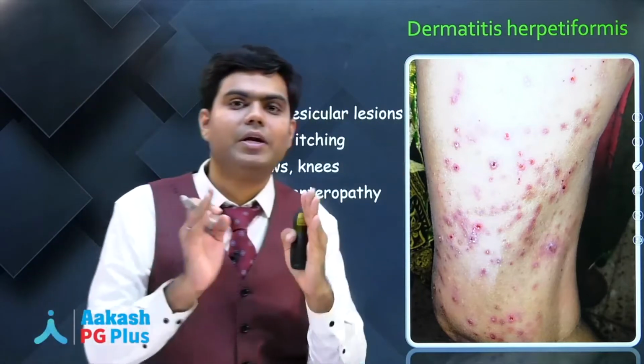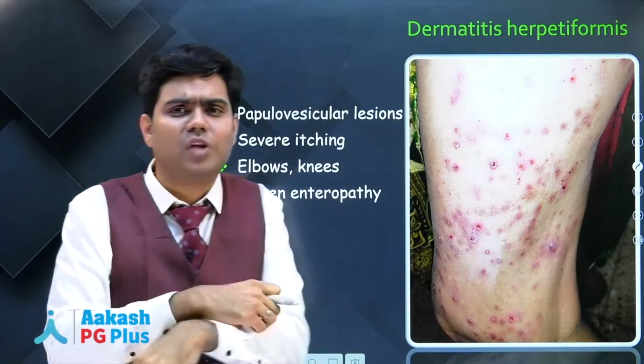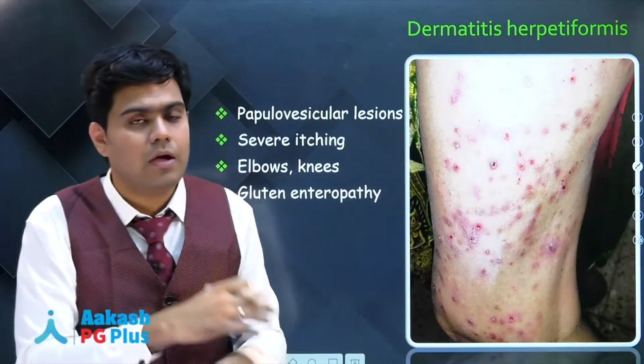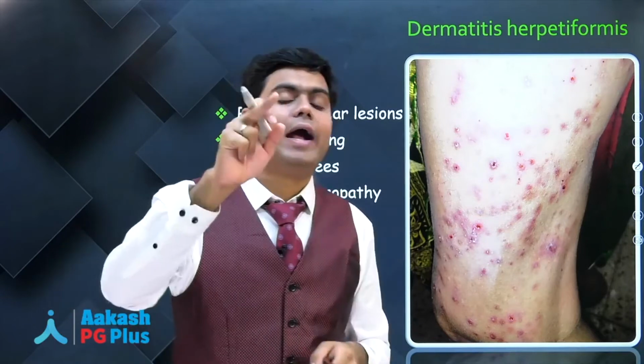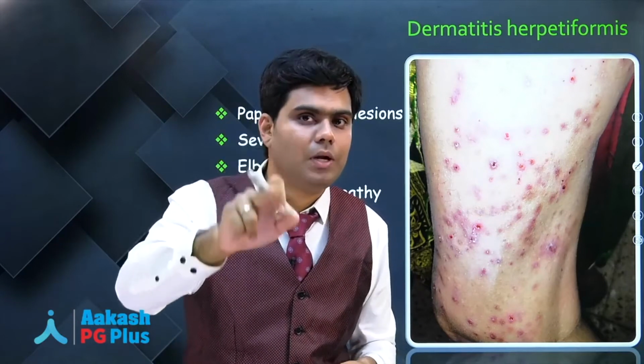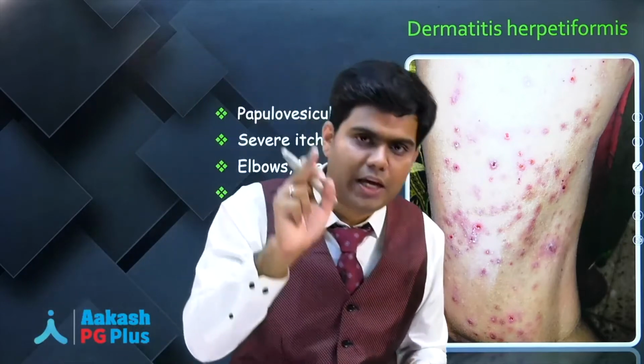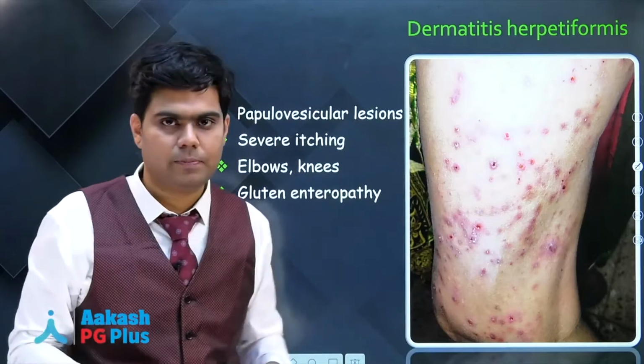The word dermatitis was kept because the patient used to scratch a lot. So the clinicians felt that it is a form of dermatitis, but actually it is an immunobullous disorder. What were the antibodies directed to? Epidermal transglutaminase. And were they IgG or IgA? They were IgA antibodies in dermatitis herpetiformis.